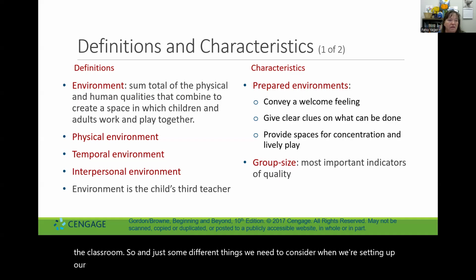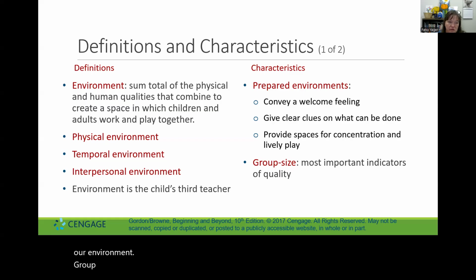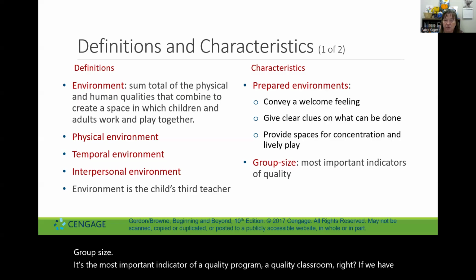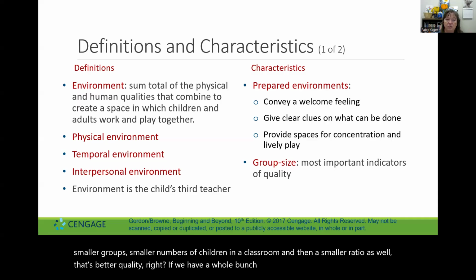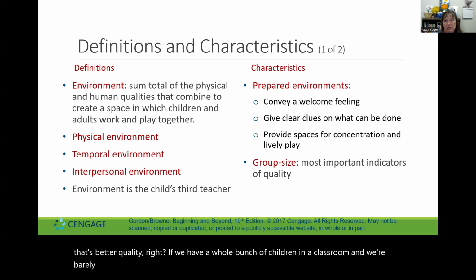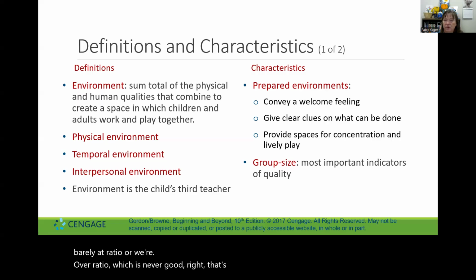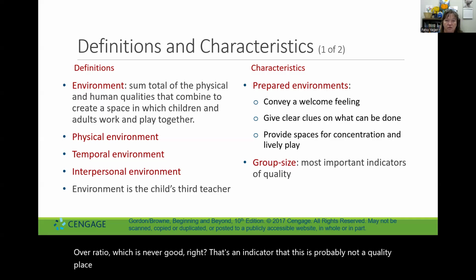Group size, it's the most important indicator of a quality program, a quality classroom, right? If we have smaller groups, smaller numbers of children in a classroom, and then a smaller ratio as well, that's better quality, right? If we have a whole bunch of children in a classroom and we're barely at ratio or we're over ratio, which is never good, right? That's an indicator that this is probably not a quality place to have our children spend time.